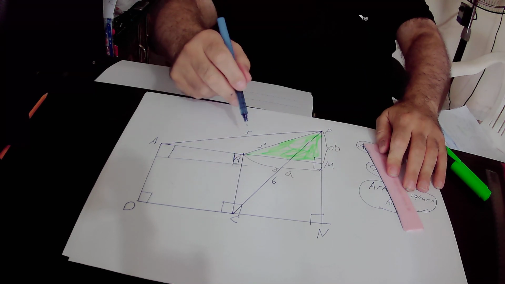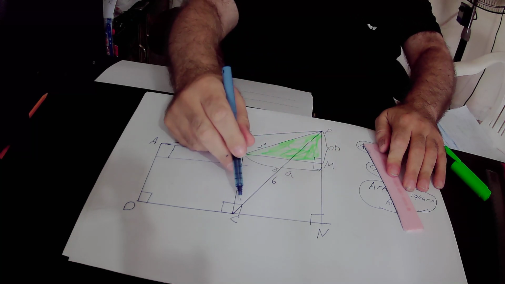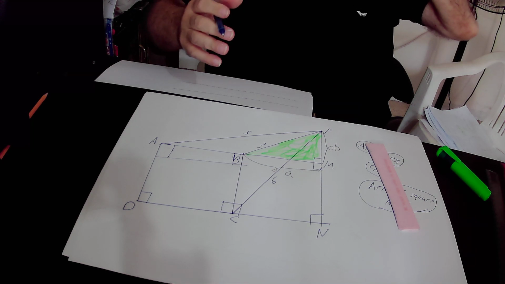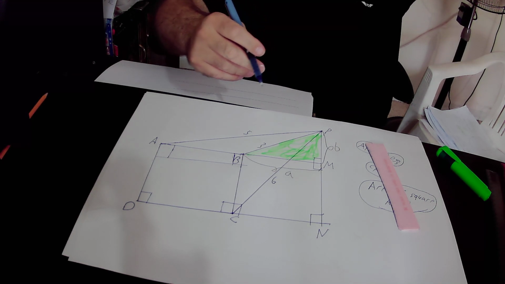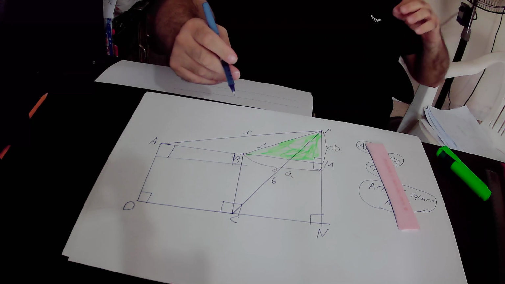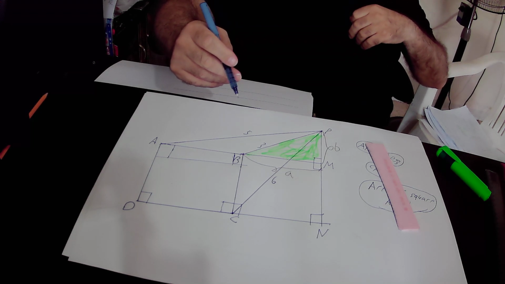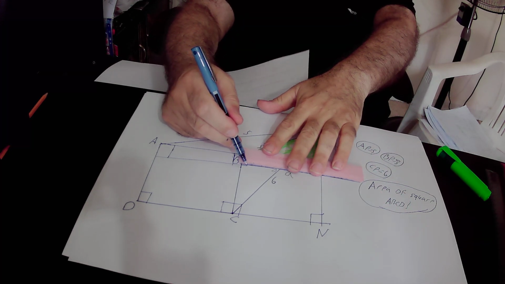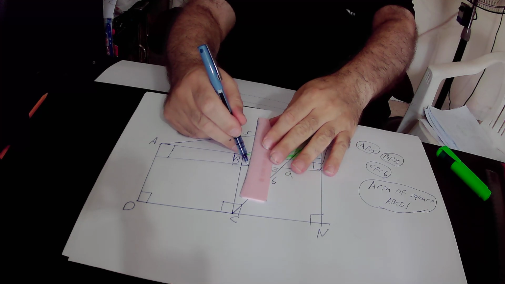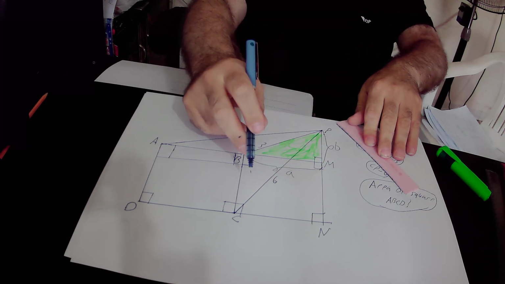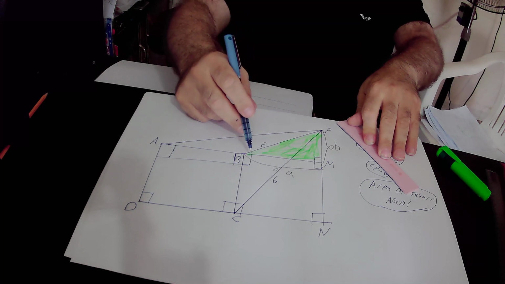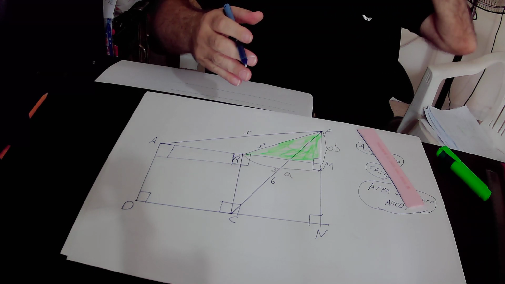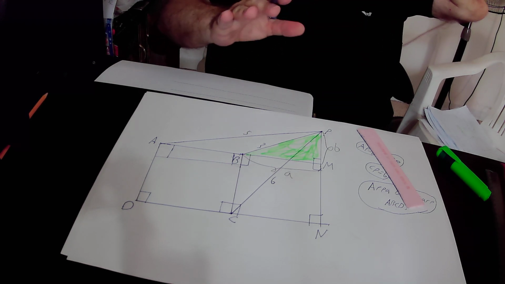So inside quadrilateral BMCN, we have 1, 2, 3 right angles. The sum of 3 right angles is 270 degrees, and according to the rule that the sum of the angles in any quadrilateral is equal to 360 degrees, the fourth angle must be equal to 90 degrees. In order to complete the sum of the angles in quadrilateral BMCN to 360 degrees, the fourth angle must be equal to 90 degrees. So we found out that inside quadrilateral BMCN we have 4 right angles.